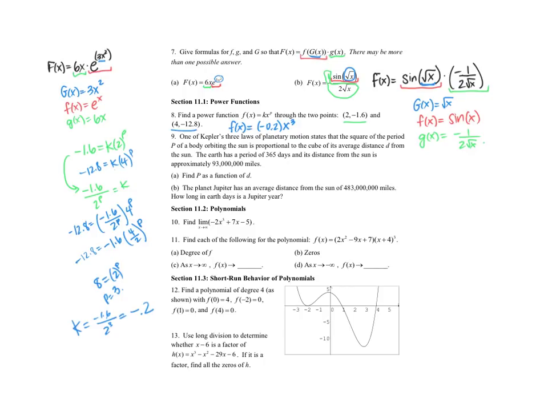Okay. Then one of Kepler's three laws states that the square of the period of a body orbiting the sun is proportional to the cube of its distance from the sun. So let's write that down. What that means is that the square of the period, p squared, is proportional to, so that's k times the cube of its distance from the sun, so d cubed.